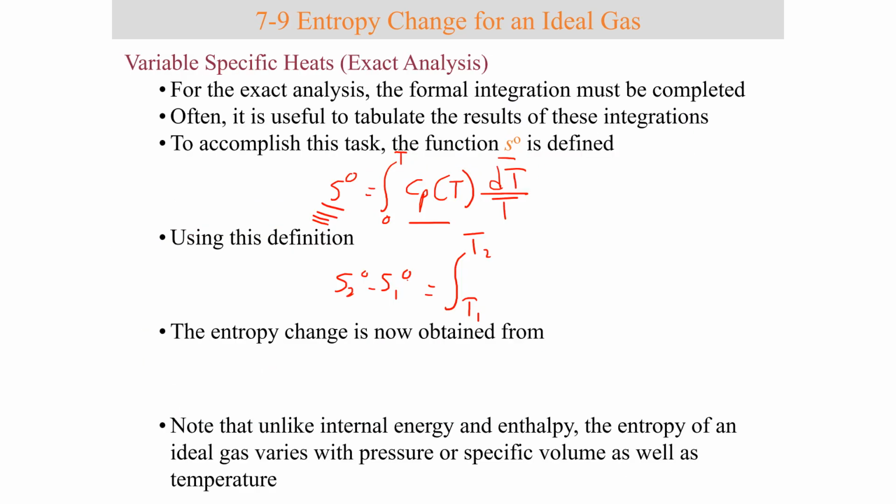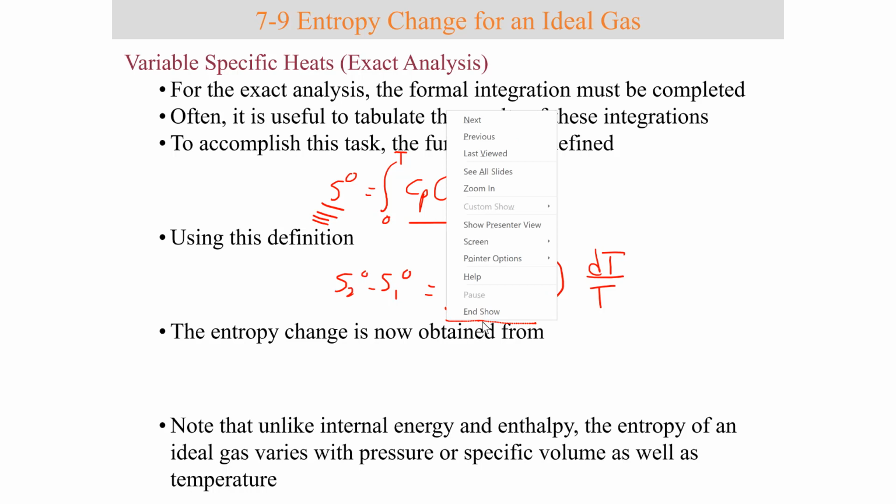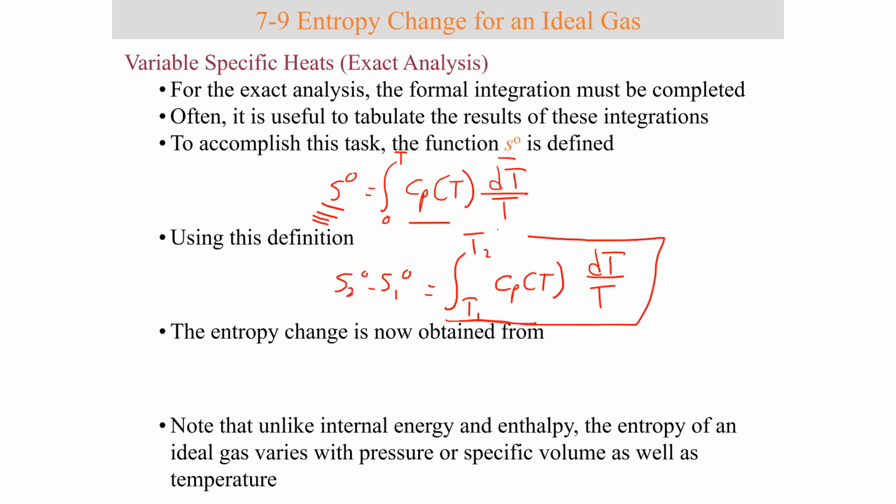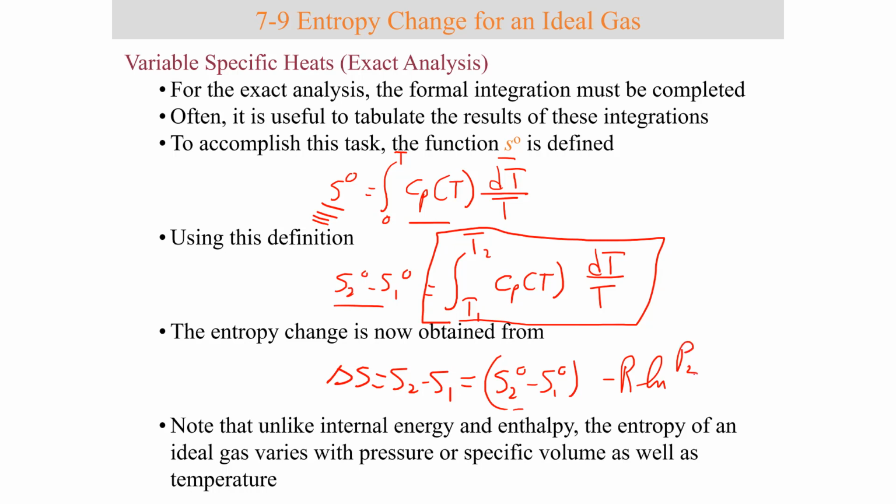If I integrate that from T1 to T2, I can replace this portion of the equation with S superscript 0. So basically, the change in entropy for an ideal gas with variable specific heats would be regarded as equal to the equation separated into the temperature-dependent portion of the equation and the pressure-dependent portion.